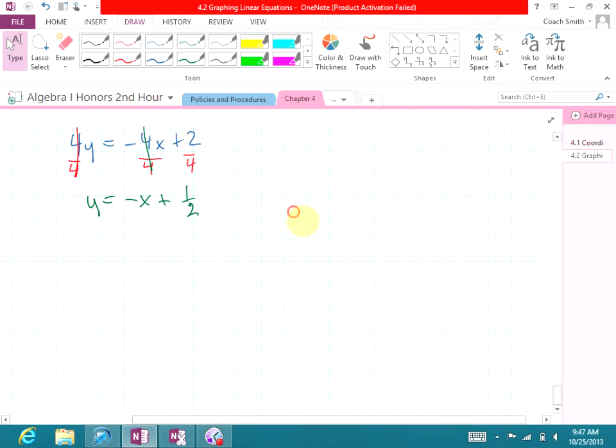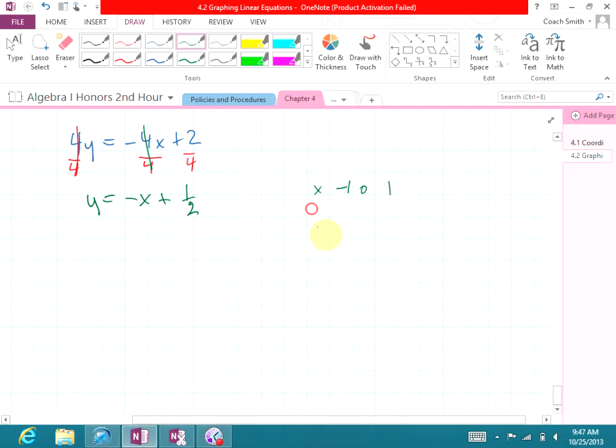Okay? So now you have to come up with the values. And unfortunately, you're going to have fractions. There's nothing I can really do to not have fractions. But the good thing is it's a half. So I'm just going to use negative 1, 0, and 1.